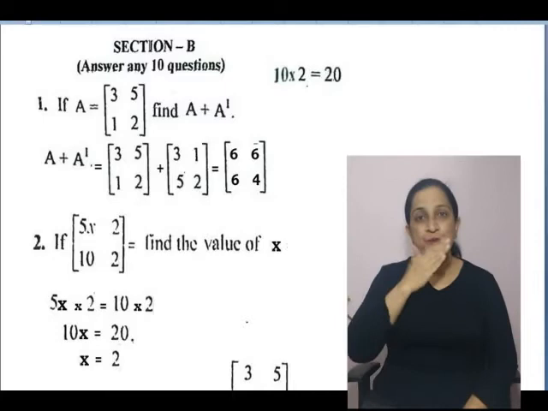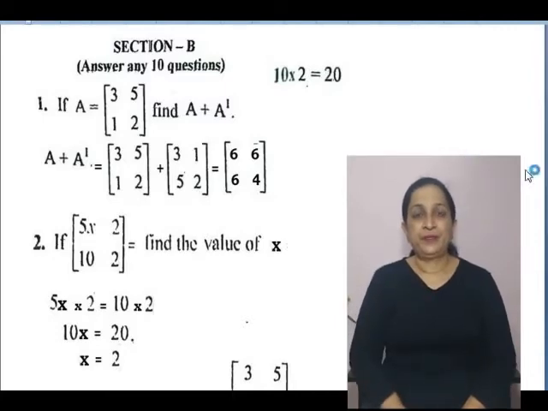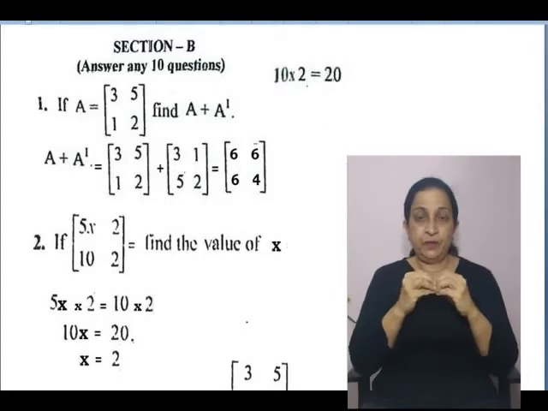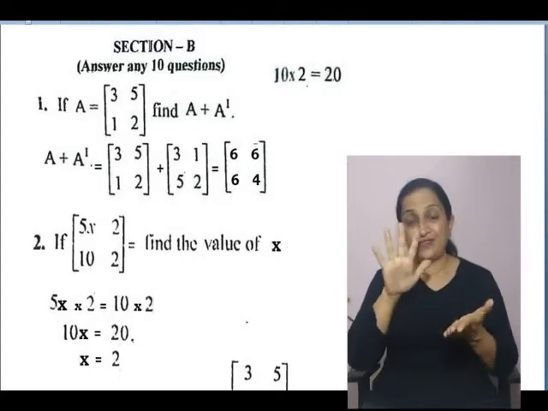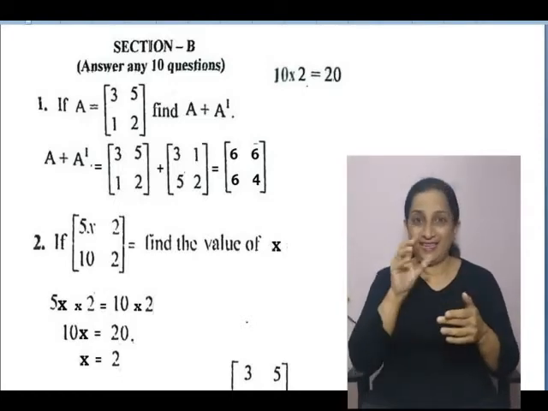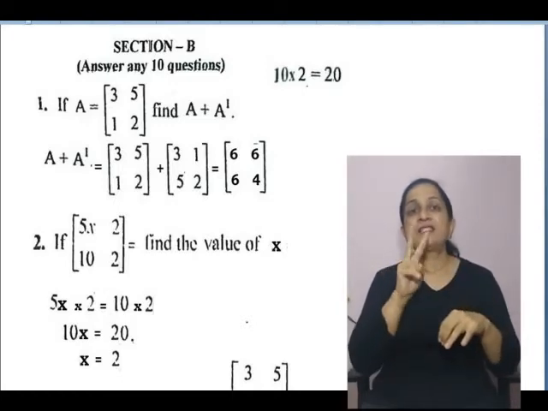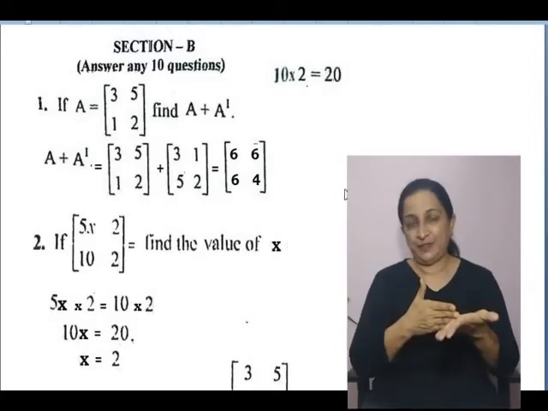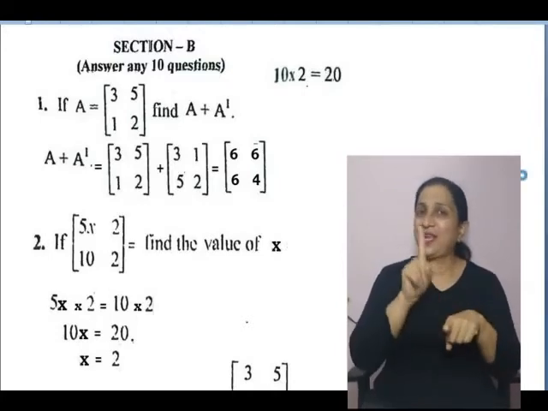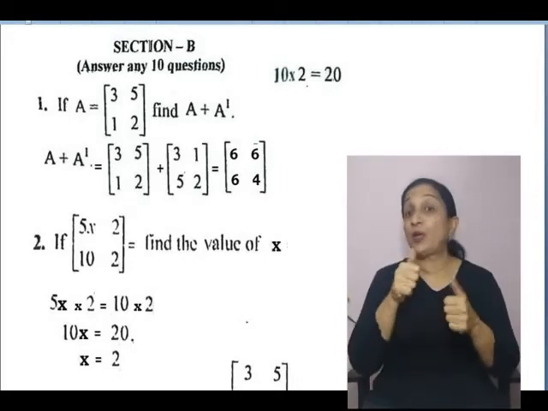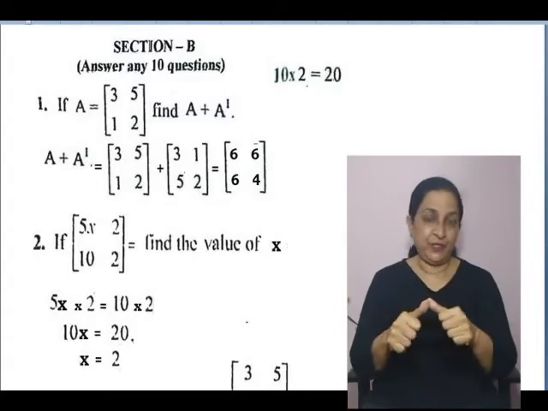Dear students, let's get started with section B now. There will be 15 questions and you have to answer any 10 questions of 2 marks each. It's a very easy section, and if you are good in 1 mark questions, then you can as well score good in 2 mark questions also. So let us get started.